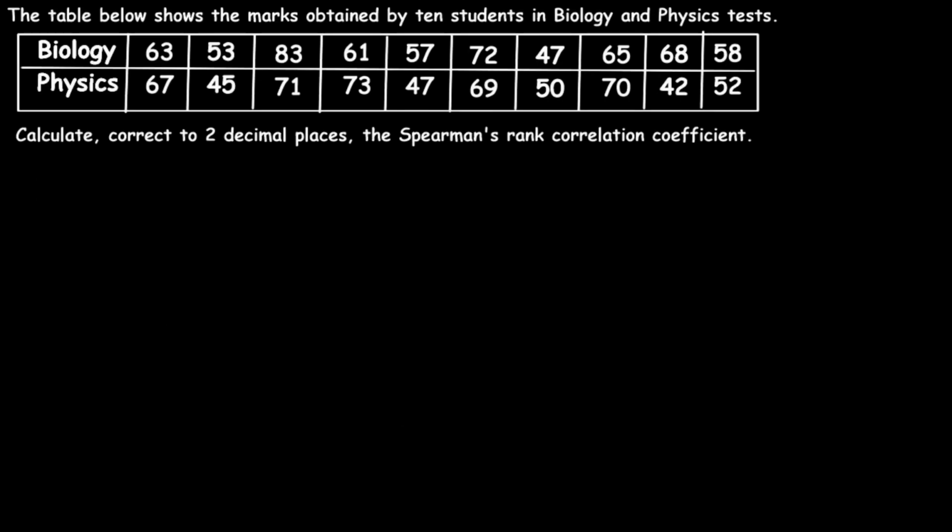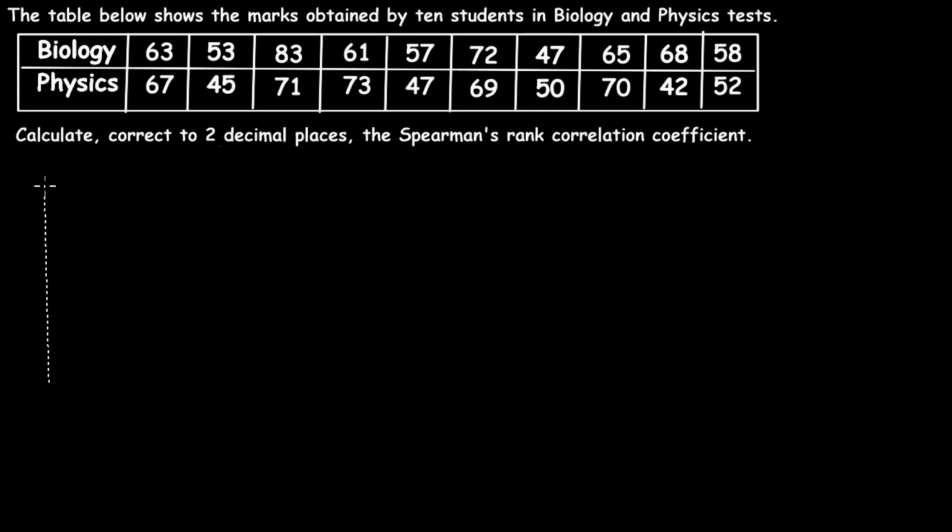Now we have that the table below shows the marks obtained by 10 students in biology and physics test. Now the question asks us to calculate, correct to 2 decimal places, the Spearman's rank correlation coefficient. So for this to be possible, we need d squared. And to get d squared, we need a table because we need to rank the given raw data.